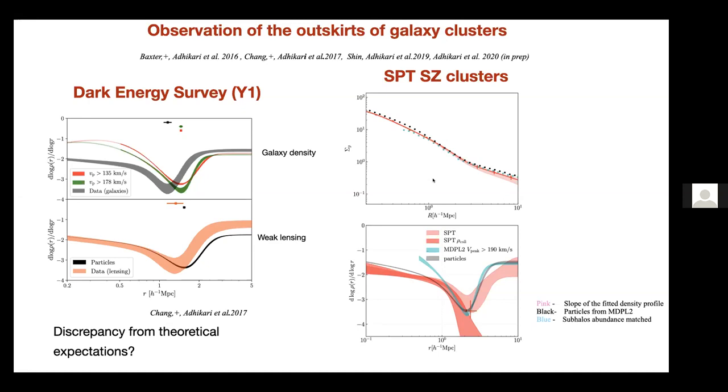We've also looked at whether that comes in through cluster selection. We've also looked at clusters selected using SZ instead of optically selected clusters, in work led by Tae-Hyun Shin. We measured the splashback radius in SPT clusters, and it's shown here in this pink curve. And essentially, we found it to be consistent with theoretical predictions, for the mass range of clusters that we were looking at.